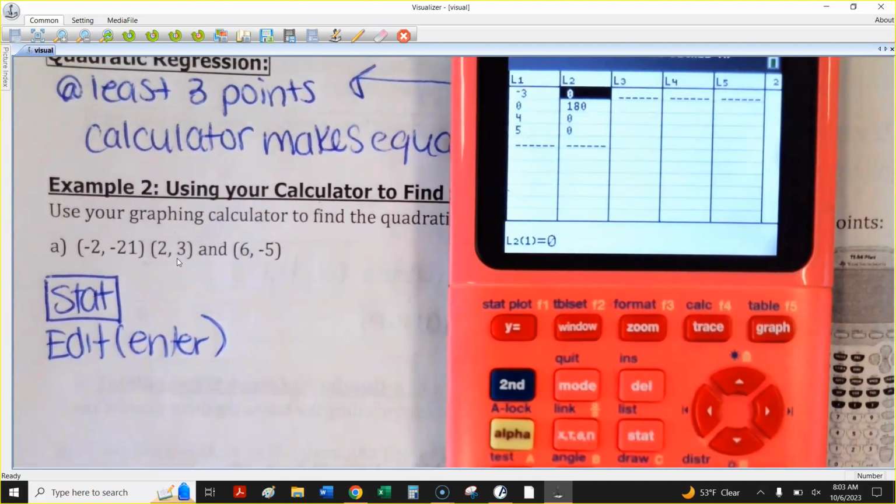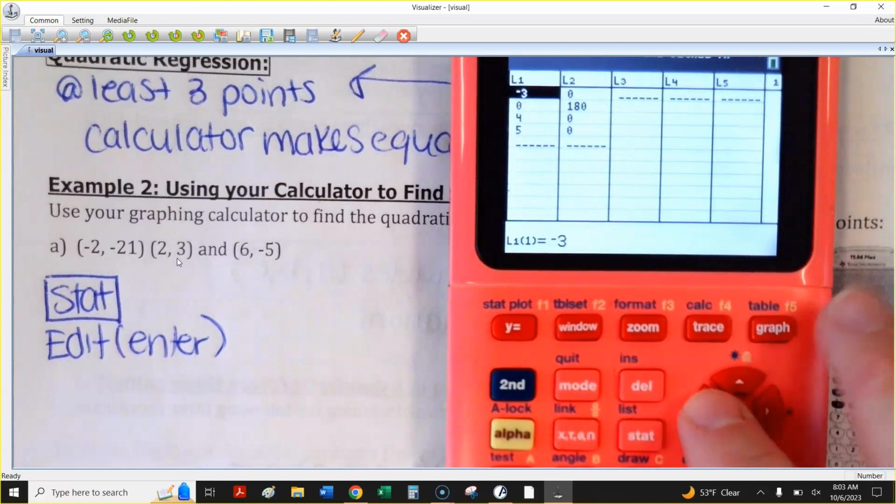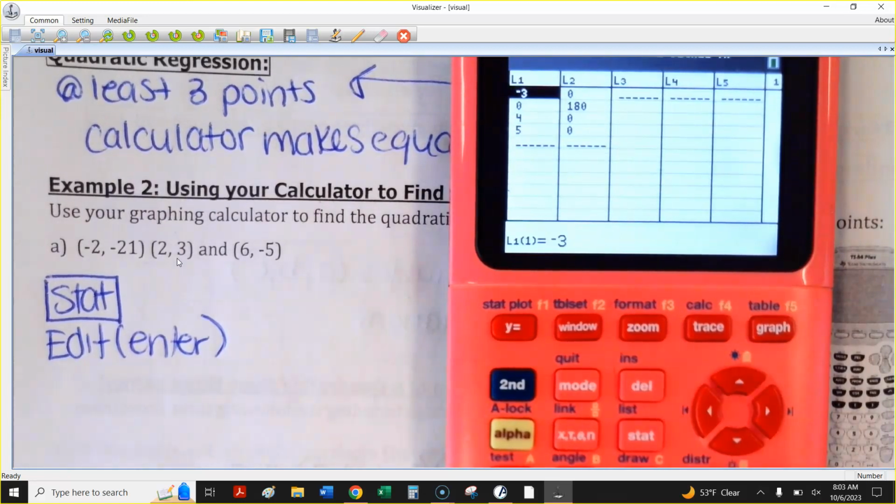You can see mine has some data in there. We're going to use list 1 and list 2. So really quickly, if you have something in here, you can't just clear it out from the actual table. You have to arrow up to the top where it says L1, that stands for list 1, hit clear and hit enter, and that will get rid of any data that you have there. Same thing, I'm going to arrow up to the top where it says L2, list 2, hit clear and hit enter, and that'll get rid of any data that we had there.